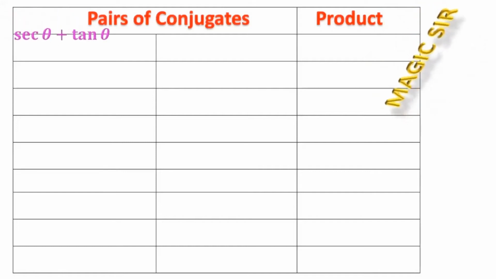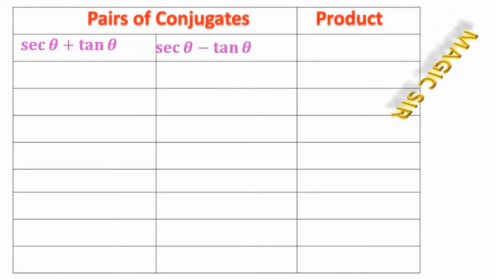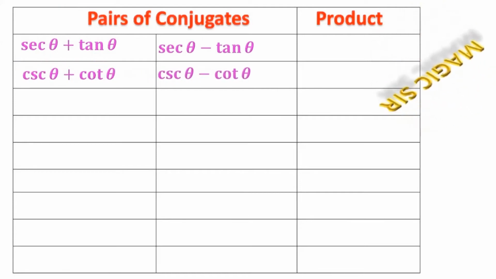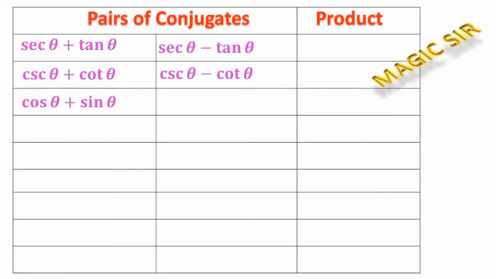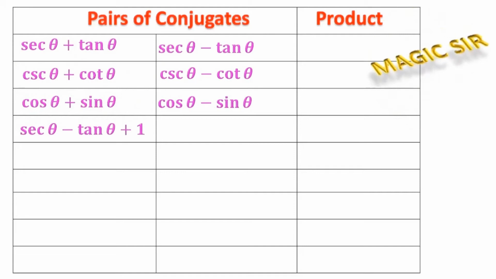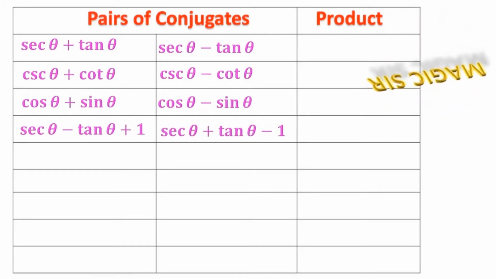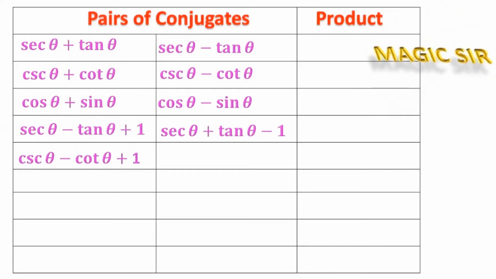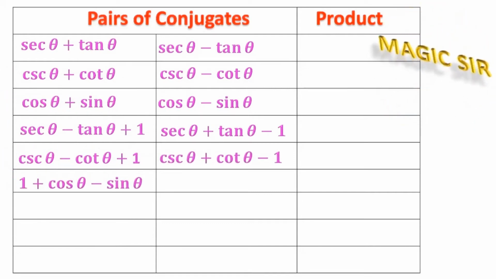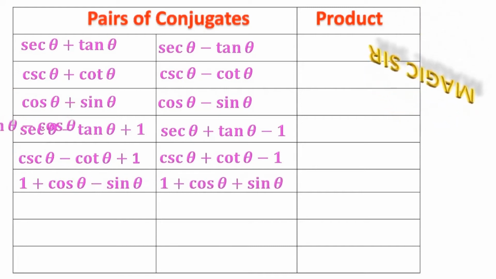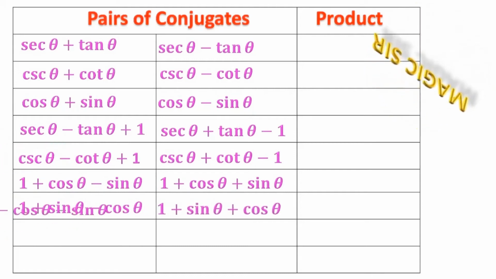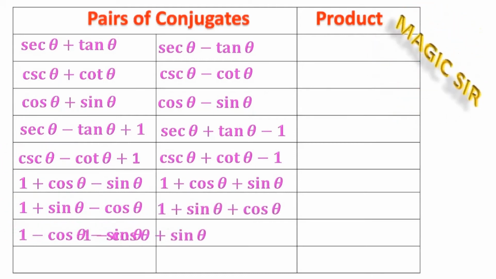Friends, let us consider this table. Look at these trigonometric factors and their conjugates. I have given some pairs of conjugates as a ready reckoner. These pairs are very useful in proving trigonometric identities. Please look carefully at their product and use the factor suitable for simplifying the fraction. I think it will help you to prove this type of example.